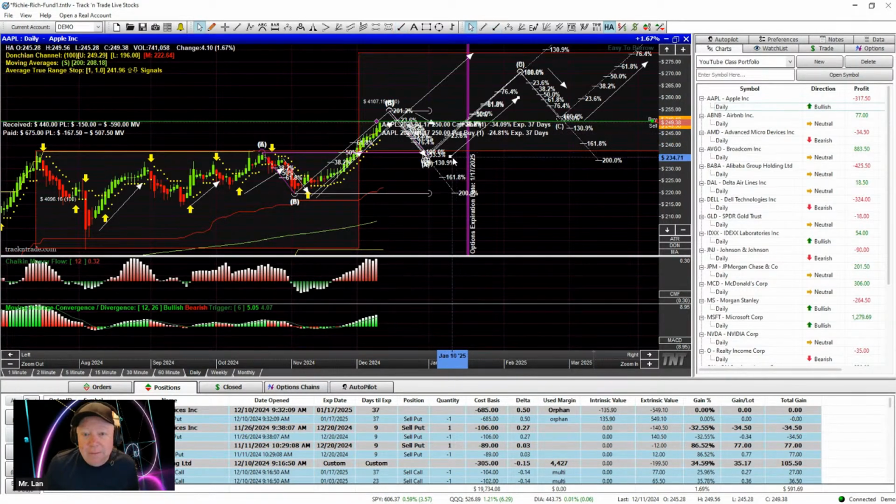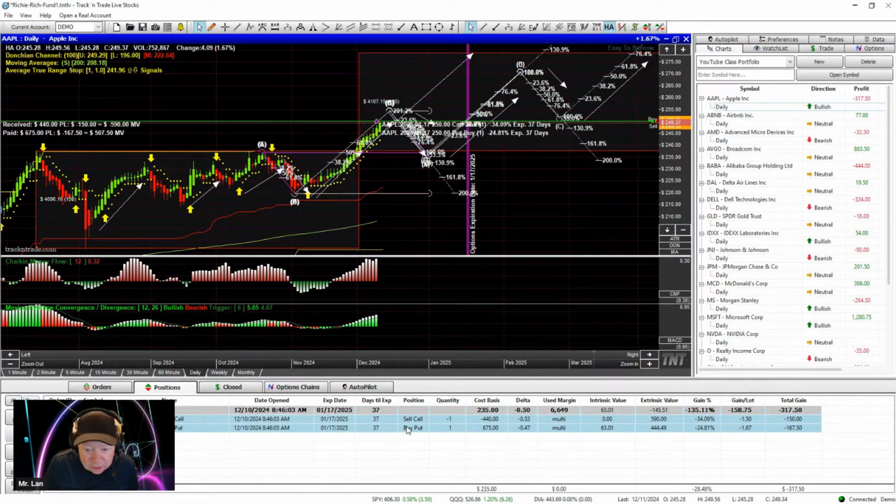And what we've done here is the way you put on a synthetic short position. Let's come in here and I'll bring in my positions chart only. You can see what we did is we sold a call and we bought a put. So we sold a call and we bought a put. If you sell a call, that gives you premium, right? So we collected $440.